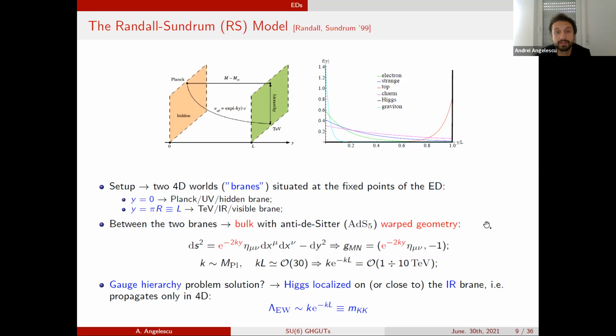So if you have an energy scale here on the Planck brane, and it takes a natural value of M Planck, it will be redshifted all the way to the TeV scale by virtue of this warped metric. This scale, which will frequently appear in this talk, I'm just going to denote as MKK, the Kaluza-Klein scale.